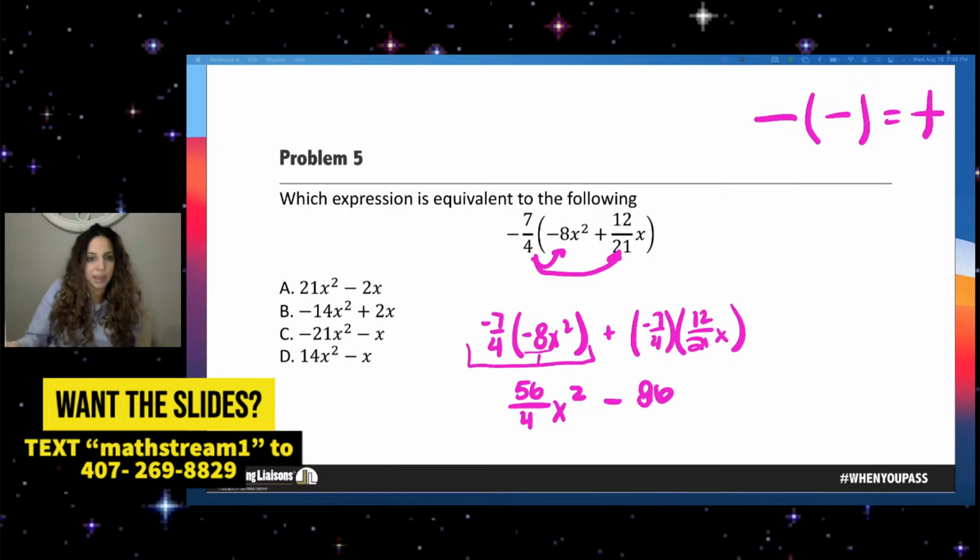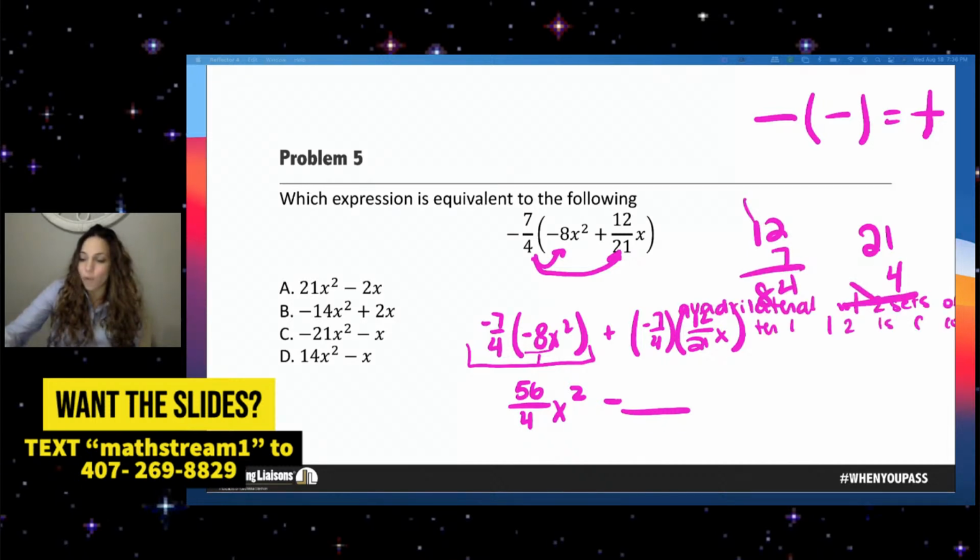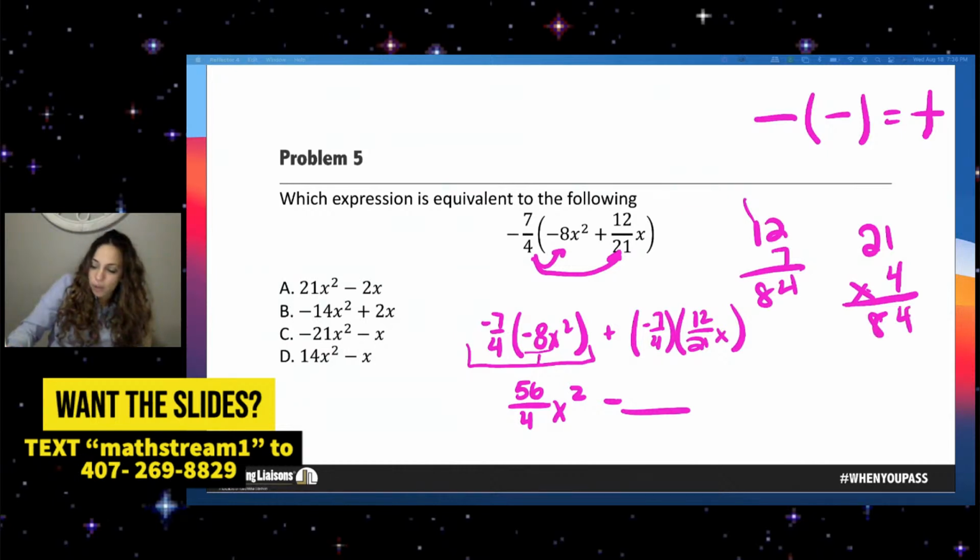-96. No. -86. Tried to do that in my head. That didn't work. And 21 times 4, that is not even 86. I should be not doing that in my head. 12 times 7, 14, 84. Goodness. 4 times 1 is 4, and 2 times 4 is 8. So 84 over 84x. Now I can simplify.